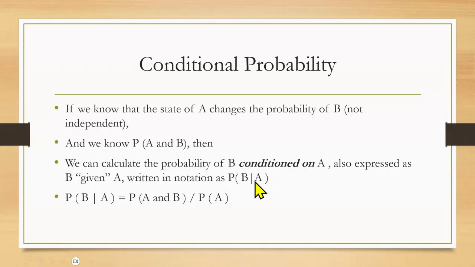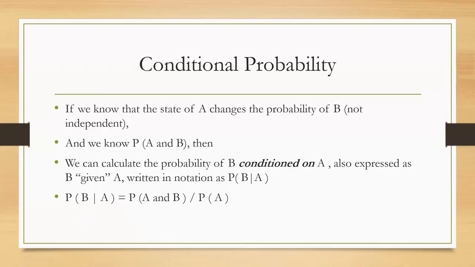In this notation, P, the probability of B given A, the A thing has to happen first. So it's a little backwards in time. Now, we can find the probability of B given A using this formula: the probability of A and B that we've measured, divided by the probability of A that we also know.